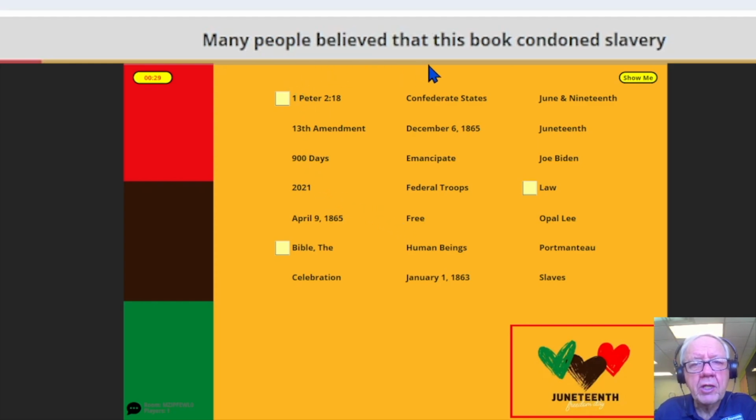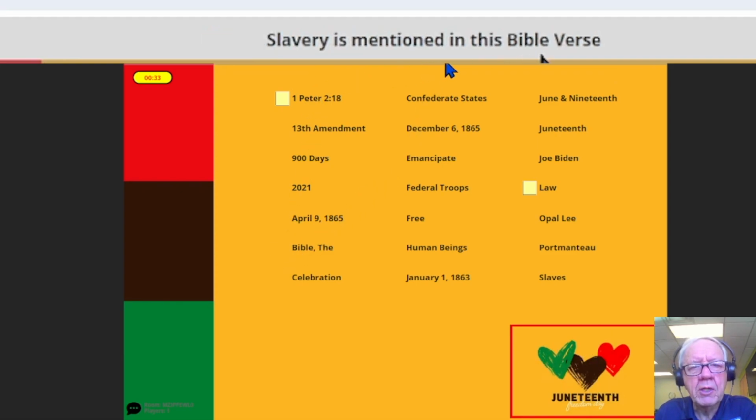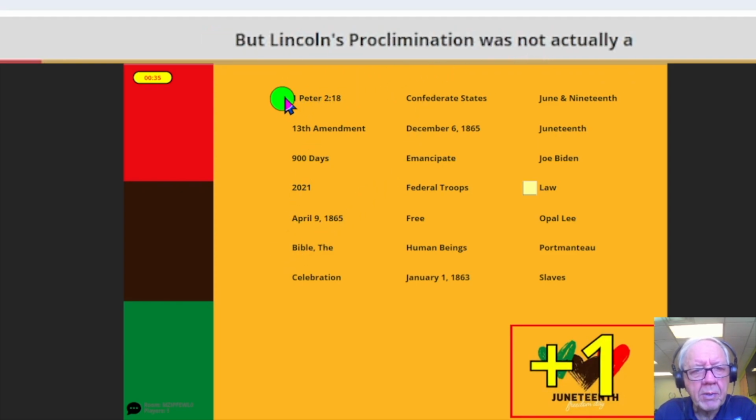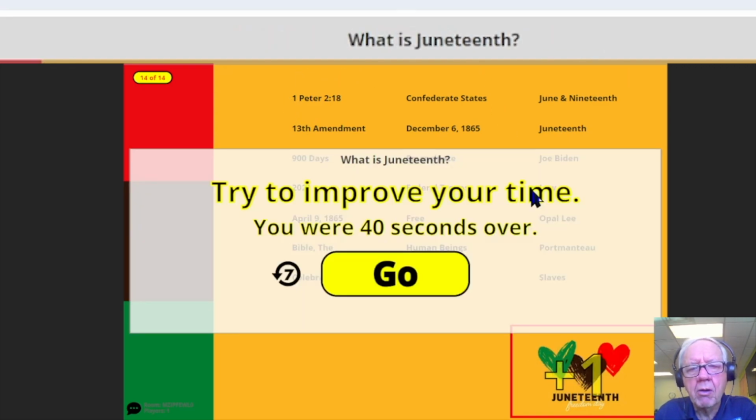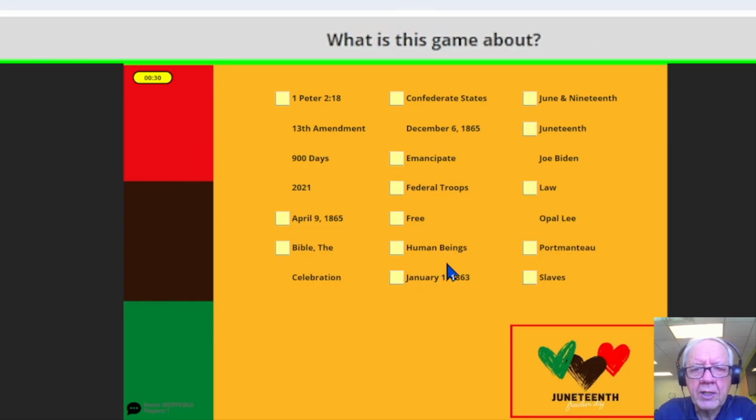Many people believe that this book condoned slavery, the Bible, and slavery is mentioned in this Bible verse, 1 Peter 2:18. But Lincoln's proclamation was not actually a law. Okay, let's see how quickly I can go through that and get caught up.